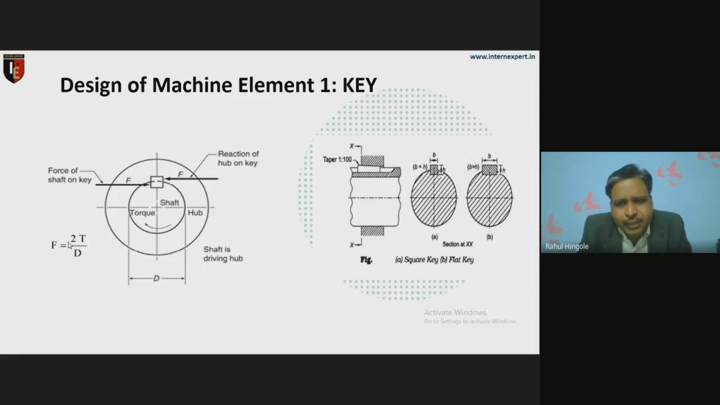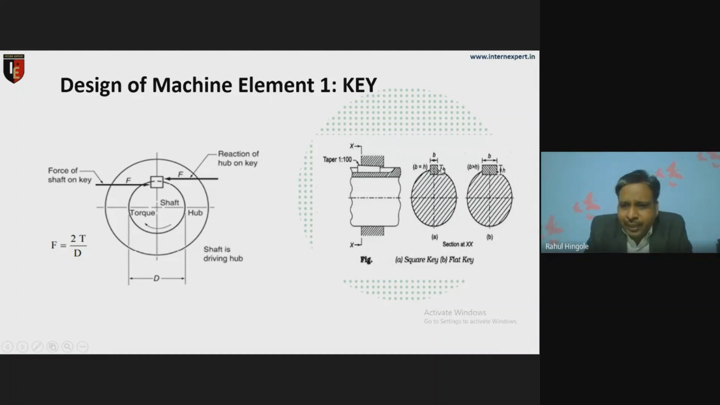While we are doing it, we have to see all the technical aspects, how exactly things are happening. Everyone knows what a design is and what the design procedure is. We have to apply all these rules to this model. Here we have taken the cross section. In figure A, there is a square key.